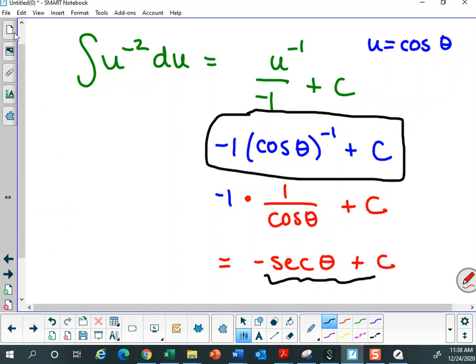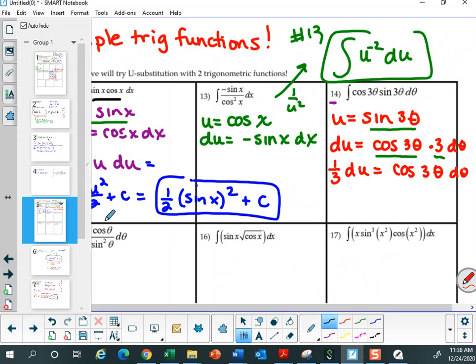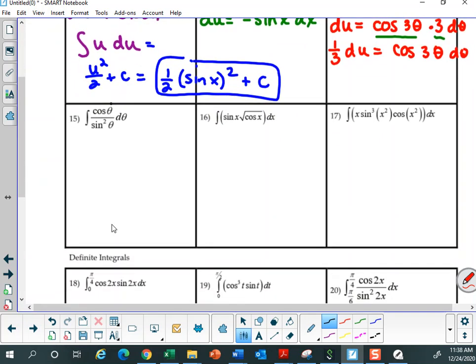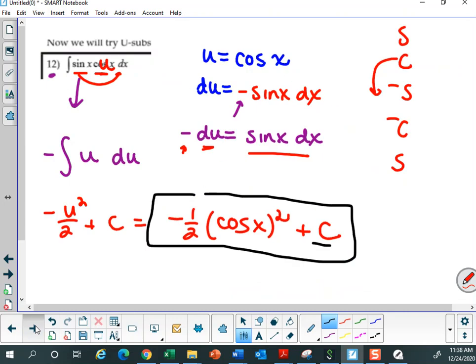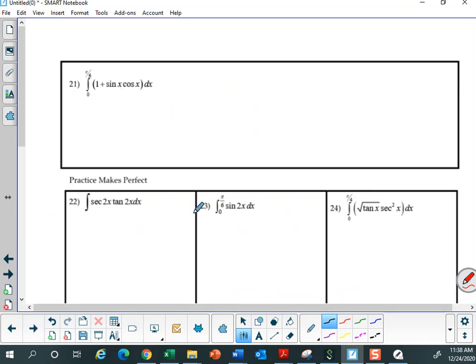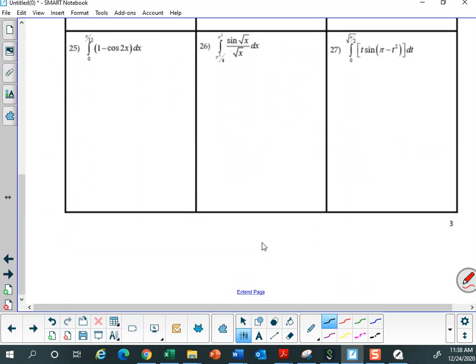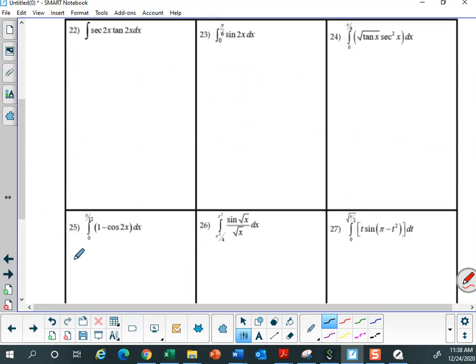So within this packet, after the first set of problems, you've got u subs that involve u as a trig function. You can see you've got some definite integrals here. So this is where we're going to change everything, including the limits. And then number 21, and then some additional practice as well. Okay. So your responsibility over this first week of January is to work on this u substitution with trig.